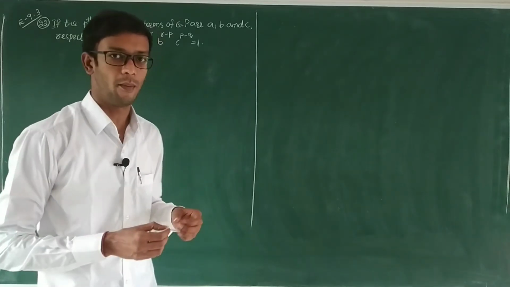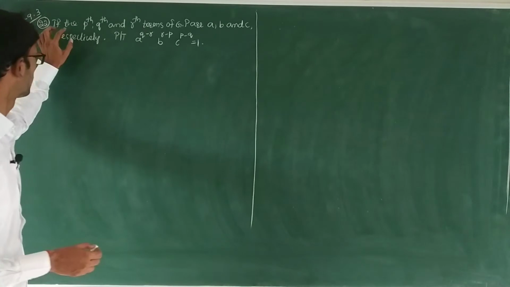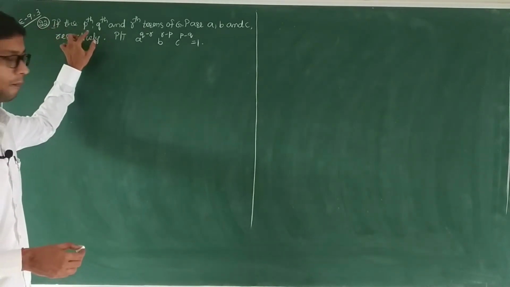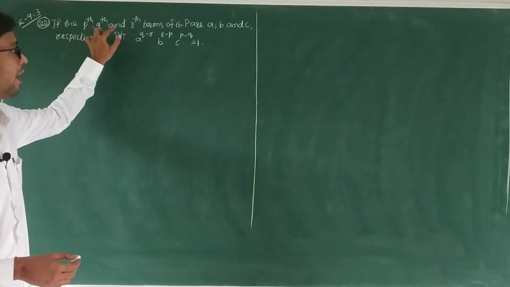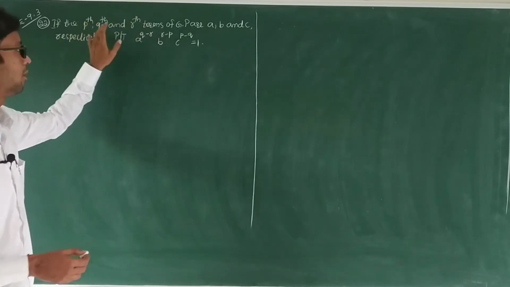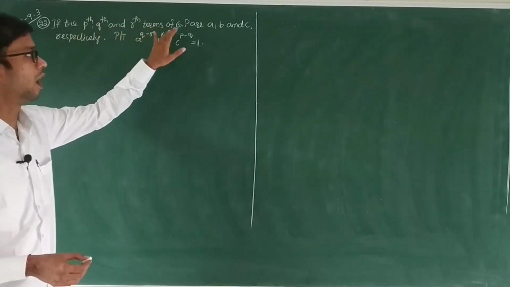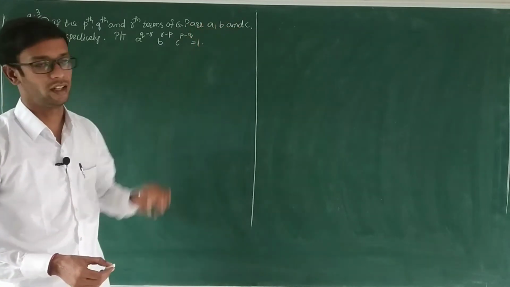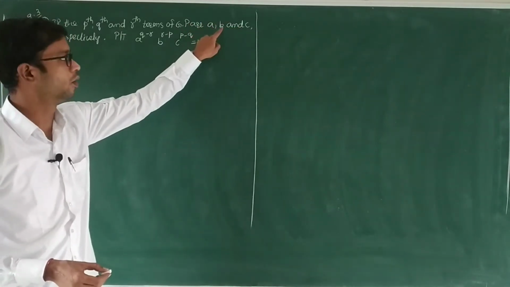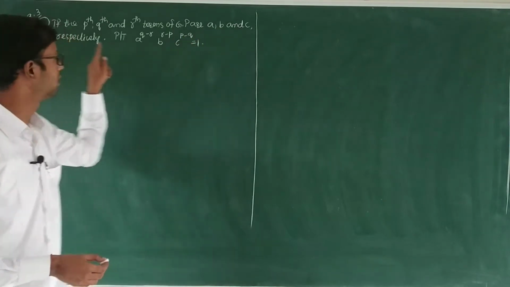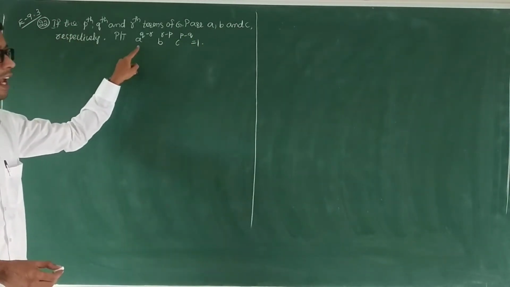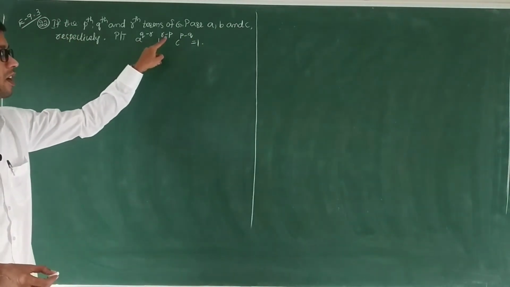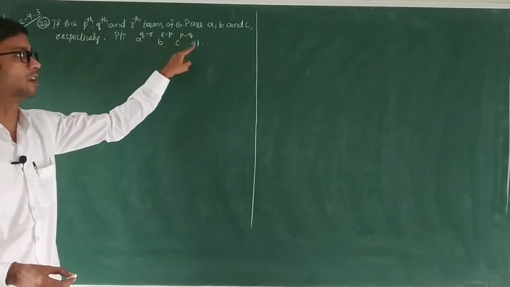Next, problem number 22. If the Pth term, Qth term, and Rth term of a geometric progression are A, B and C respectively, that is, Pth term is A, Qth term is B, Rth term is C, prove that A power Q minus R, B power R minus P, C power P minus Q equals what we have to show.